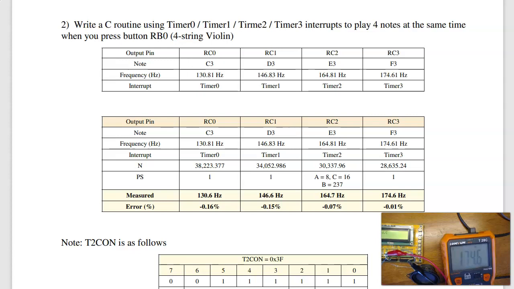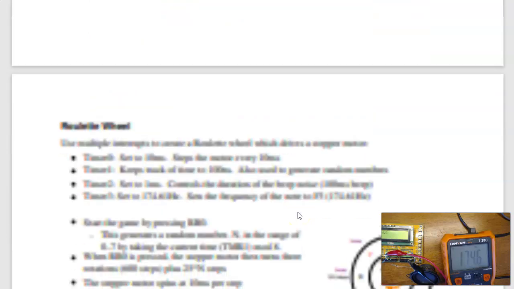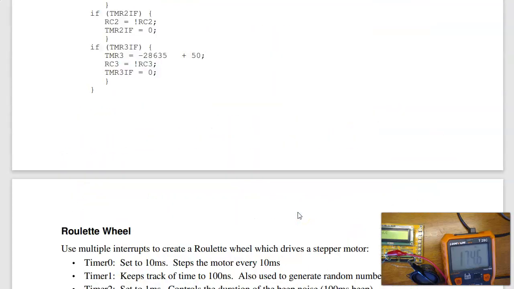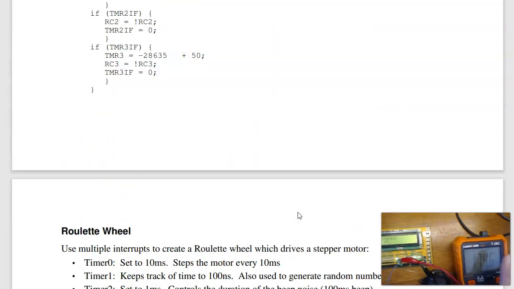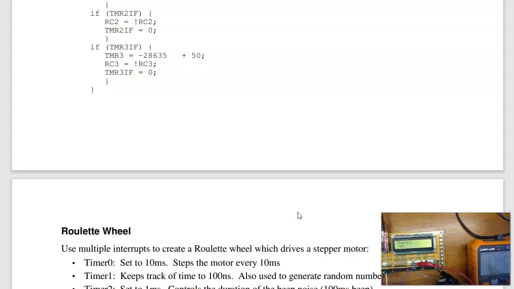With interrupts, I can do 5 things at once. The 4 interrupts play the 4 different notes, and the main routine, all it does is just count. So we come over here. Here's the main routine. It's just counting for no reason other than to count.